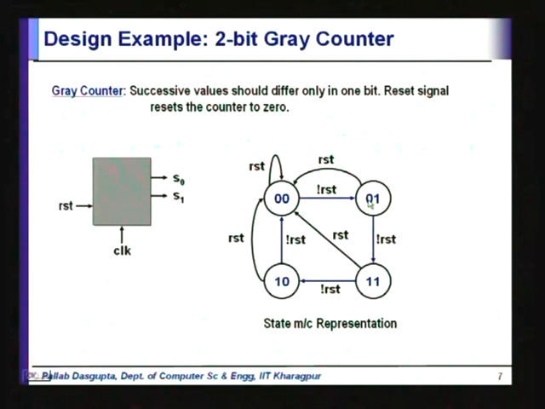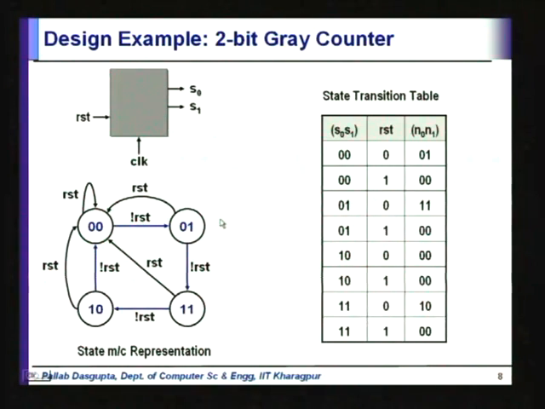So these blue arcs, if you can make out the difference between the blue and black ones, the blue arcs are the ones which are normally taken when the counter is running, and the black ones are the ones which are invoked when the reset is high and it returns the machine to the initial state of 00. Okay. So now given this state machine, we can construct a state transition table.